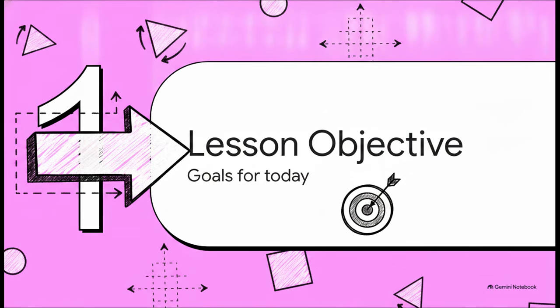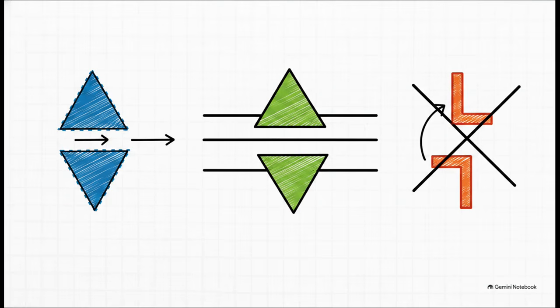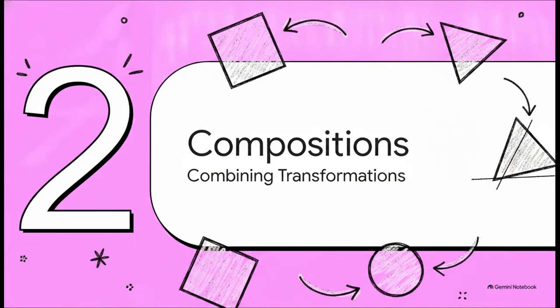Section 1, Lesson Objective. So the absolute main goal of this lesson is learning how to perform compositions of rigid transformations. By the end of this, you're going to know how to execute glide reflections, and you'll be able to quickly determine the effects of reflecting a shape over parallel lines as well as over intersecting lines. It's really cool stuff.